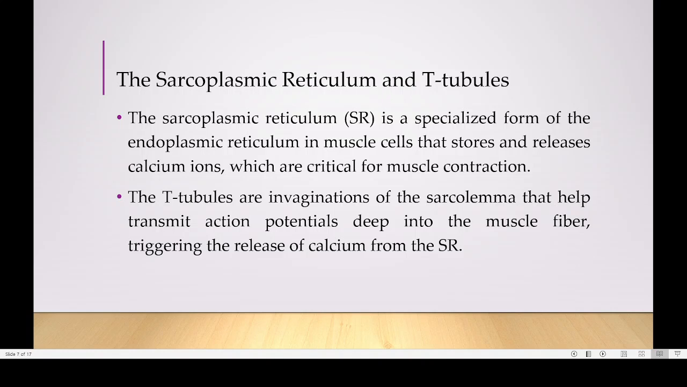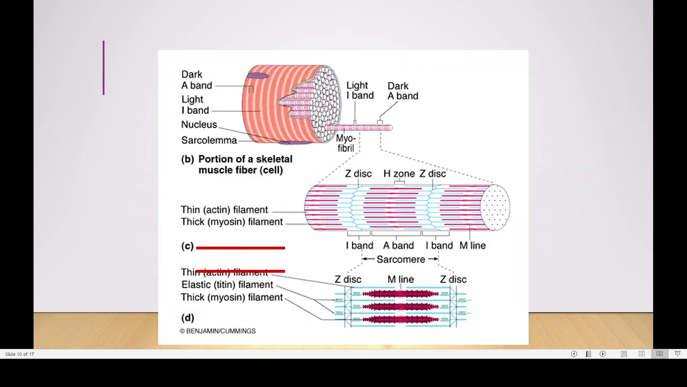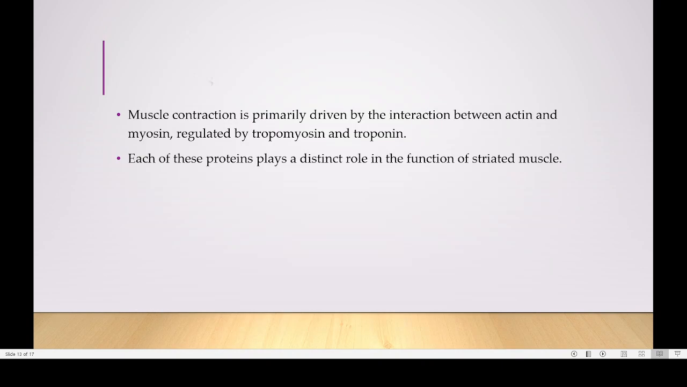So we have seen what is a sarcoplasmic reticulum as well as a T-tubule. Now the next area is the muscle proteins. What are the important types of muscle proteins? Muscle contraction is primarily driven or caused by interaction between actin and myosin.